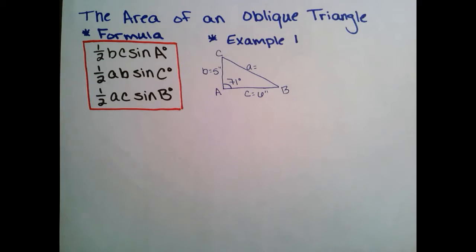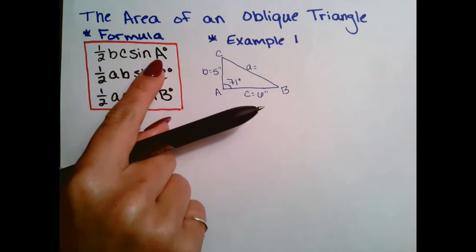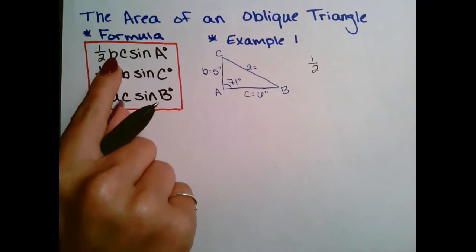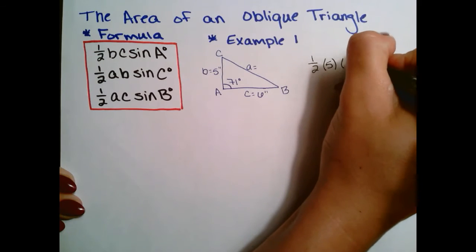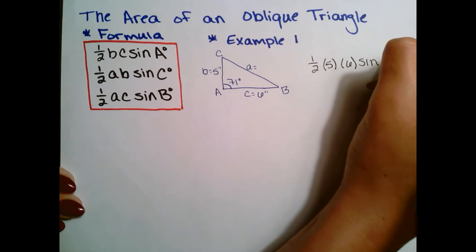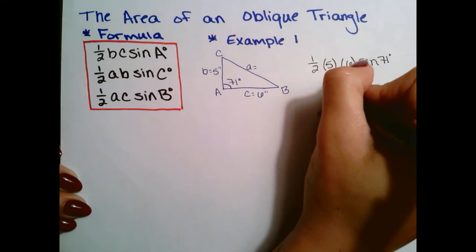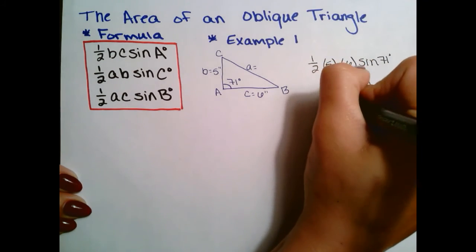All right. So in this case, let's look at this example. Angle A is given, so we will be using the one with angle A, the first. Okay. So my work will be half times the two sides, so times 5 and times 6, and then times sine of the angle that's in between, times sine of 71 degrees. Plug that in your calculator and you get 14.182. And that is the area of this triangle.